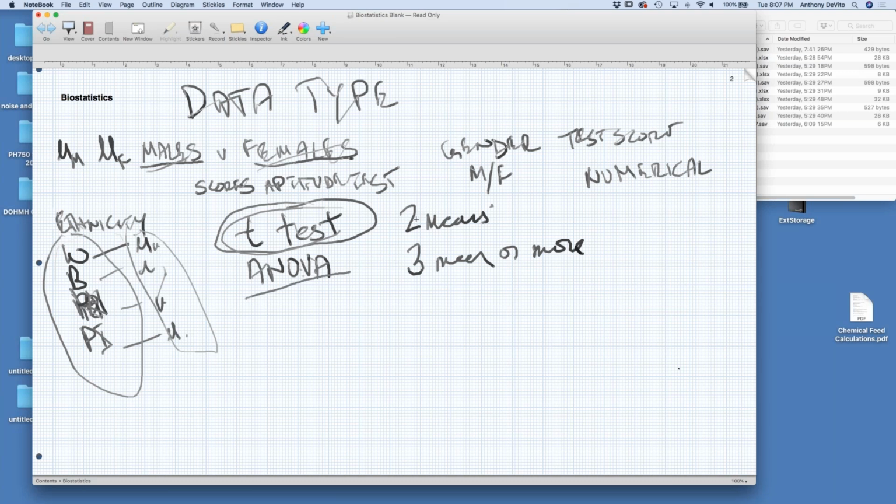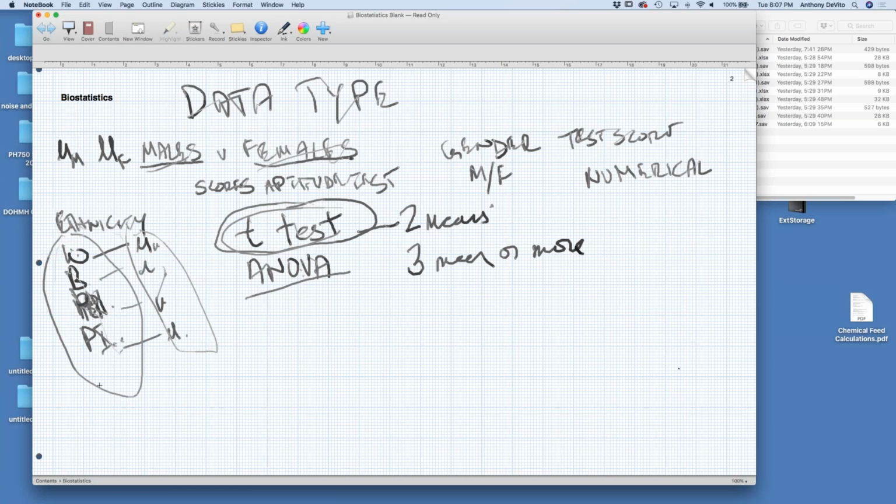The reason why I use analysis of variance is because the t-test is only designed to compare two means at a time. So if I wanted to do these comparisons, I would have to run a t-test comparing whites to blacks, whites to Hispanic, whites to Pacific Islanders, blacks to Hispanic, blacks to Pacific Islanders, and Hispanics to Pacific Islanders. I'd have to do the test 6 times in order to compare all of these.